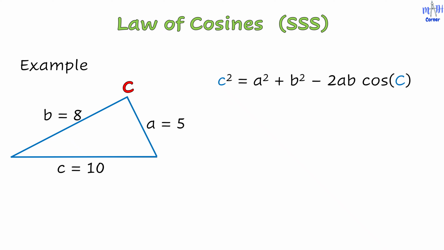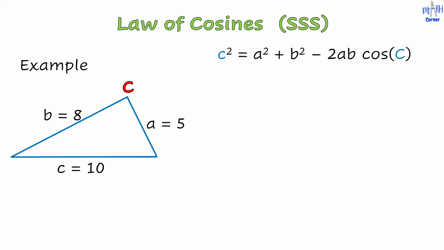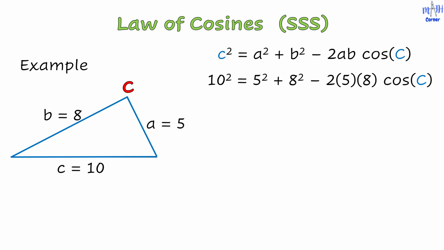Let us solve this triangle. Find angle C. Substitute the values. 10 squared equals 5 squared plus 8 squared minus 2 times 5 times 8 times cosine of angle C. Simplify each part. 10 squared is 100, 5 squared is 25, 8 squared is 64, and 2 times 5 times 8 is 80. So we have 100 equals 25 plus 64 minus 80 times cosine of angle C.